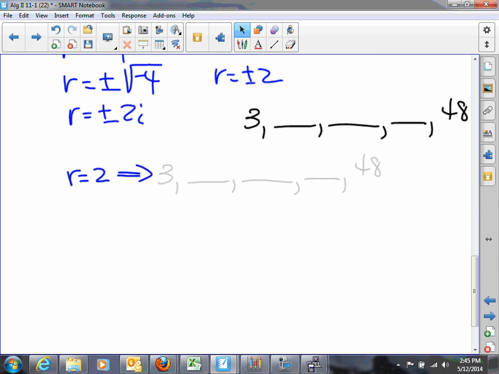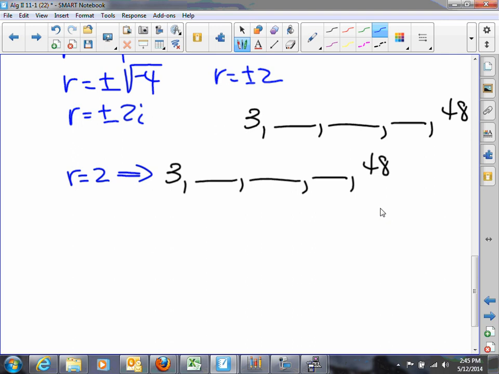So now, if r is 2, then we would have 3. 3 times 2 is 6. 6 times 2 is 12. 12 times 2 is 24. And 24 times 2 is 48. So 6, 12, and 24 could be the 3 geometric means between 3 and 48.